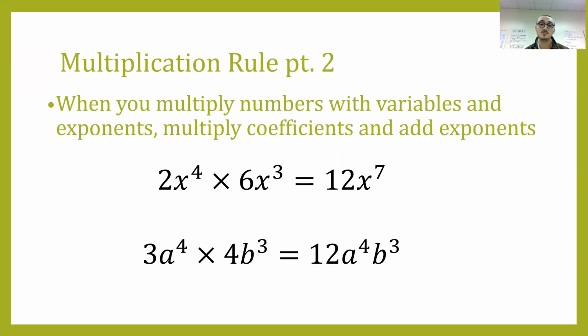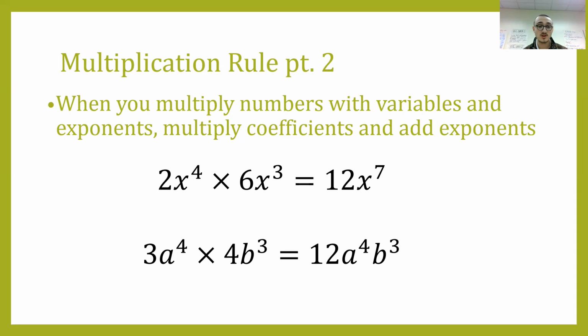Second part of the multiplication rule. When you multiply numbers with variables and exponents, you're going to multiply your coefficients and add together the exponents. So if you look, x is the same variable in both problems up on that first one. 2x to the 4th times 6x to the 3rd is equal to 12x to the 7th. So what we're going to do is multiply 2 and 6 together. We will get 12, all right? And then we will multiply x to the 4th and x to the 3rd, and we will get x to the 7th because 4 plus 3 is 7.